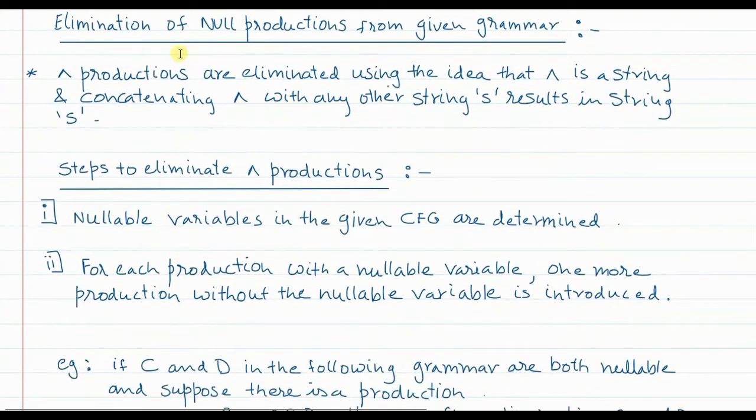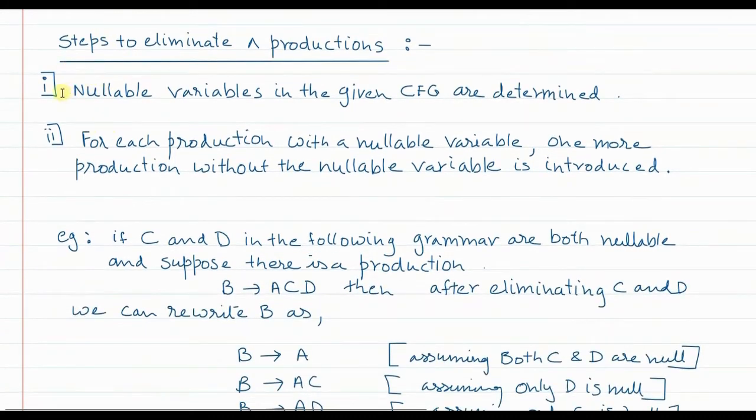Next, we will see how to eliminate the null productions from the given grammar. Before we start, a production is called a null production if it is of the type P gives null. Here P is called a nullable variable and the full production is called a null production. You remember this. Now, null productions are eliminated using the idea that null is a string and concatenating null with any other string S results in string S. Let's see the steps. First step.